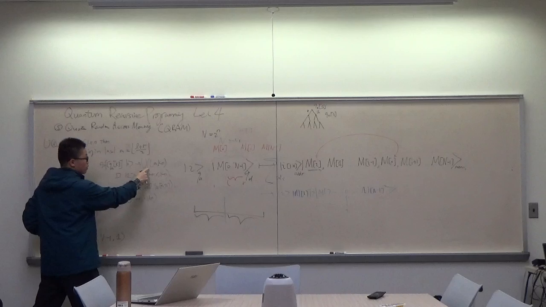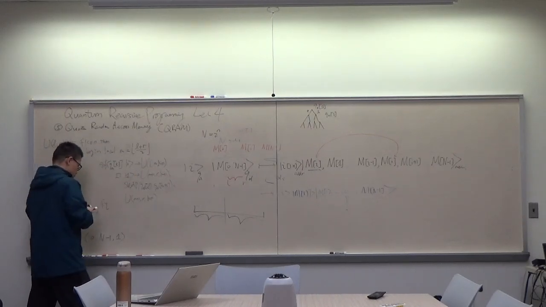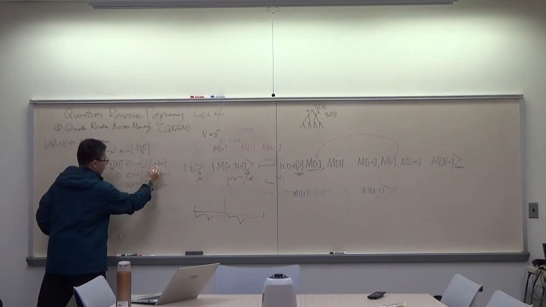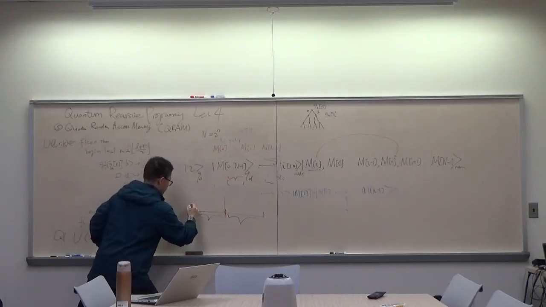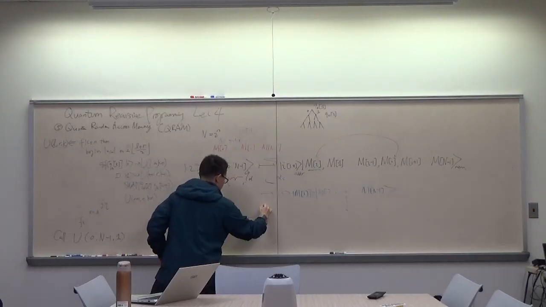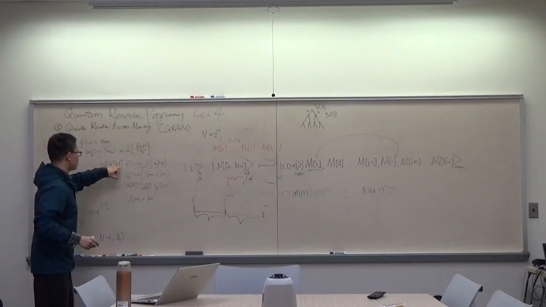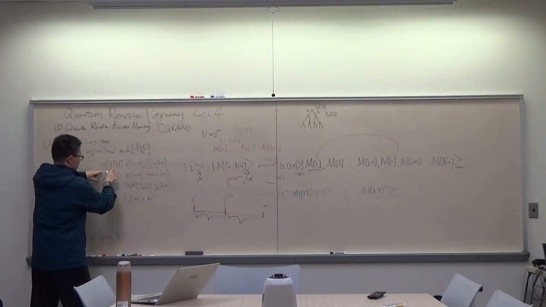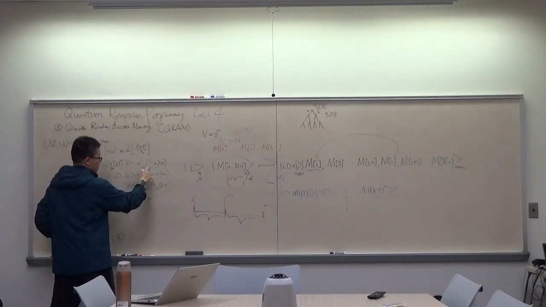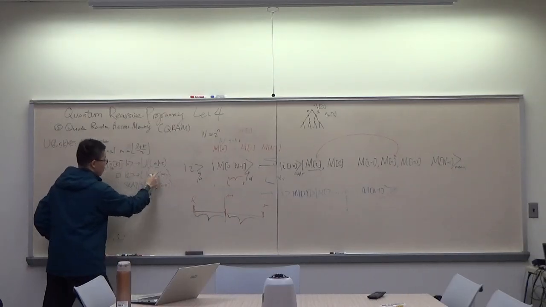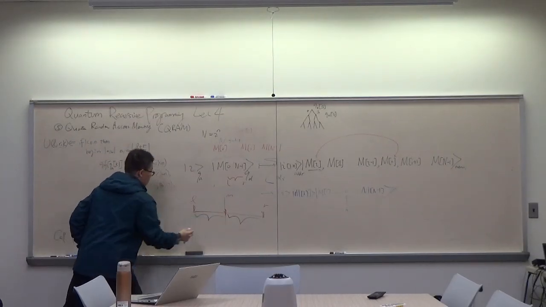If it is 0, then you go to the left-hand side part. So you just go to the LM, where M is the middle point. So this is L, this is R, this is M. If the first qubit is in state 0, then you go to the left-hand side part. Otherwise, you go to the right-hand side part.